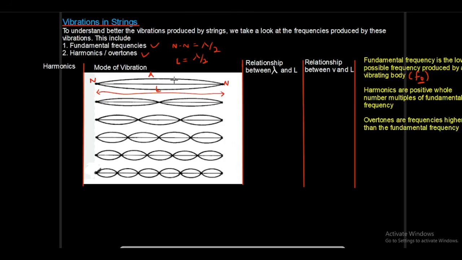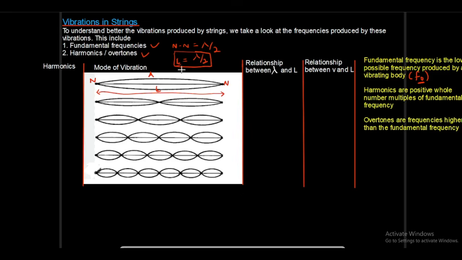Now, if we are talking about the relationship between L and lambda, this is it here. We've gotten it, just by getting the fundamental mode of vibration. This is for the fundamental mode of vibration, which should give us the fundamental frequency. We have L equals lambda over 2. If we make lambda the subject of the formula, we can just cross multiply.